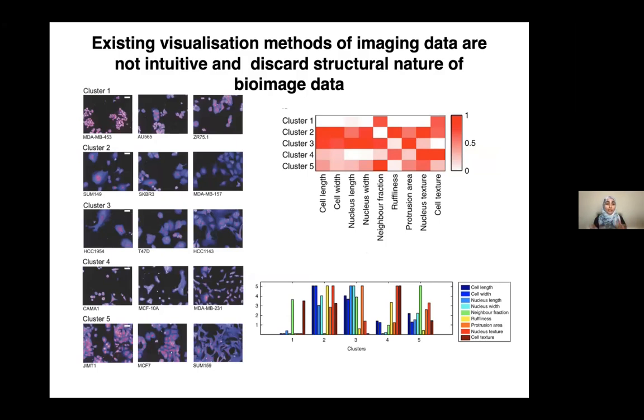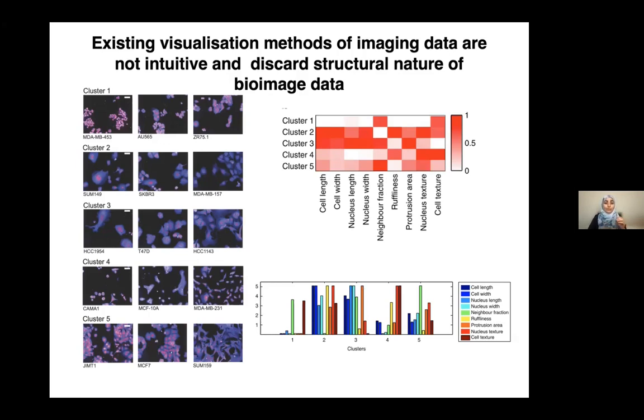During my PhD, I was working to identify different phenotypes of breast cancer cell lines. We can use image analysis to segment and identify different features, like the length and width of the cells or the nucleus, cell-to-cell adhesion, roughness, and protrusions. However, when I cluster this and look at the heat map, it just gives me the variable value as a color, or a bar chart where I look at the height of the bars, which is not very intuitive, and it's very difficult to relate back to the images.